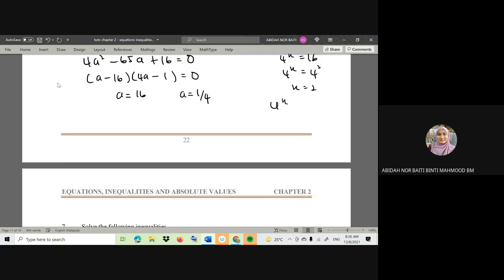4^x equals 1/4. What is 1/4? 4 power negative 1. Negative 1. Therefore, x is minus 1. Okay, single base on both sides.